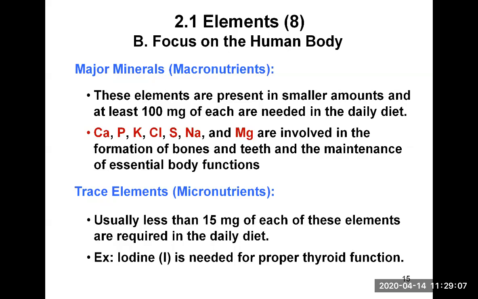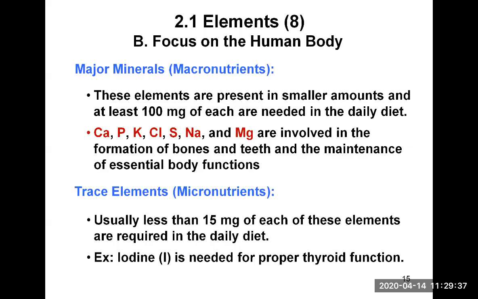And so, for example, potassium, sodium, and chlorine are present in body fluids. Magnesium and sulfur are present in the proteins found in the muscles. Calcium and phosphorus are present in teeth and bones. So they are all very important for the maintenance of essential body functions.